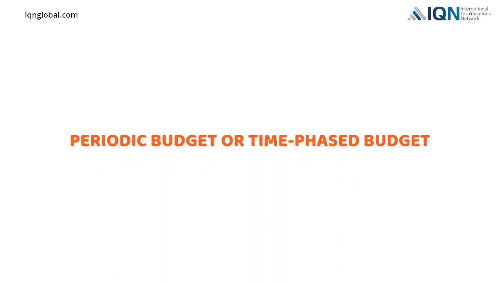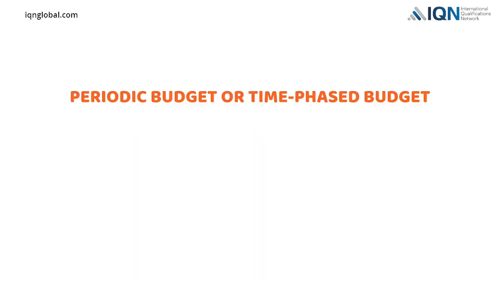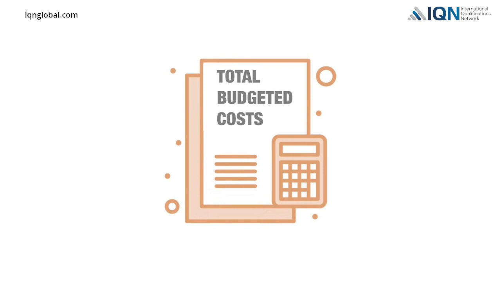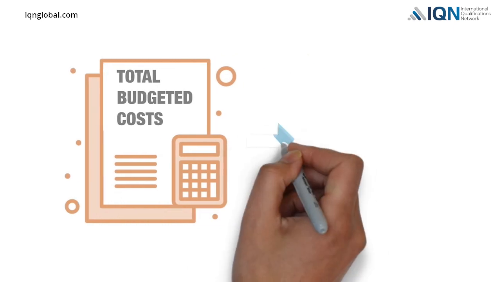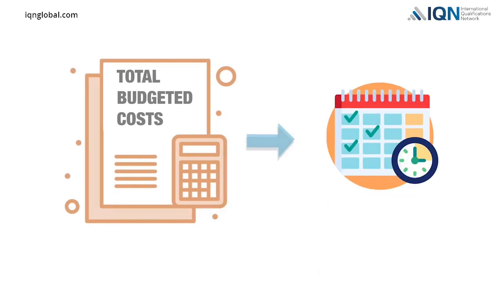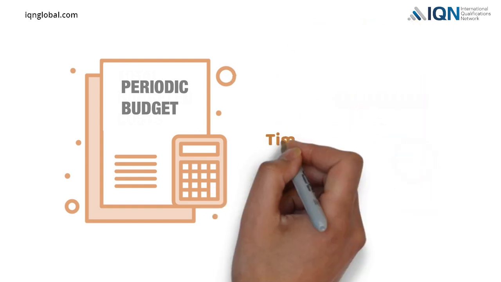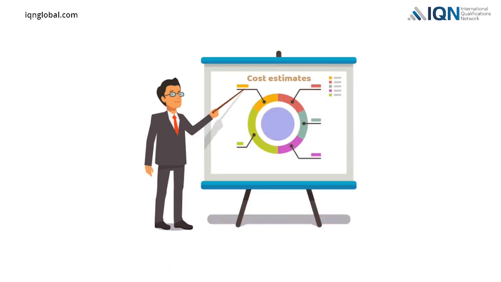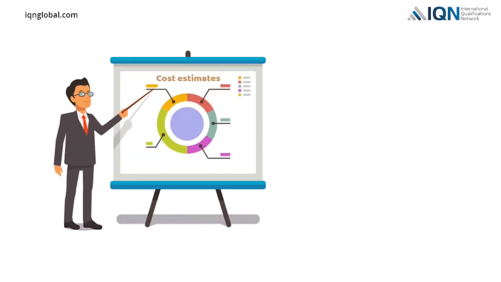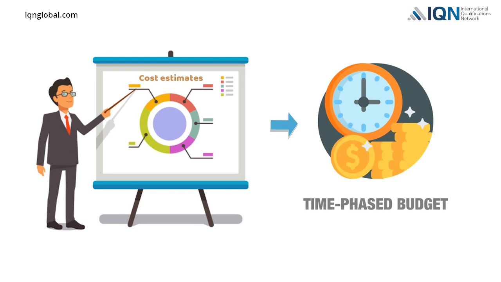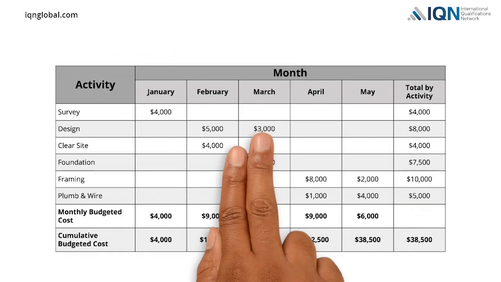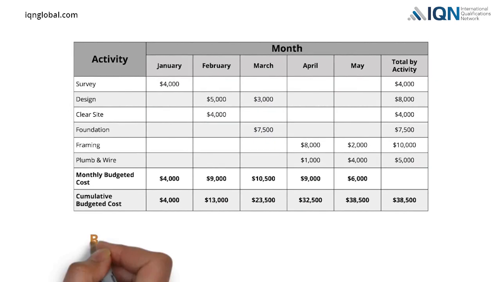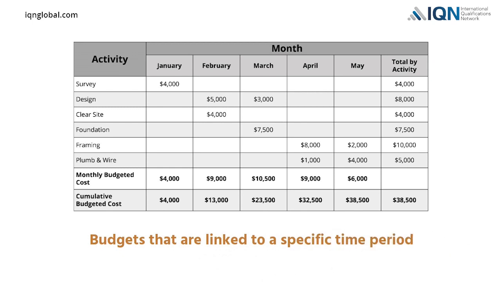Periodic budget or time-phased budget. Total budgeted costs for the entire project can be split into different timeframes. This process will generate a periodic budget. Periodic budget is also known as time-phased budget. The project manager can map the cost estimates on the project schedule to develop a time-phased budget. They are called time-phased budgets because they are budgets that are linked to a specific time period.